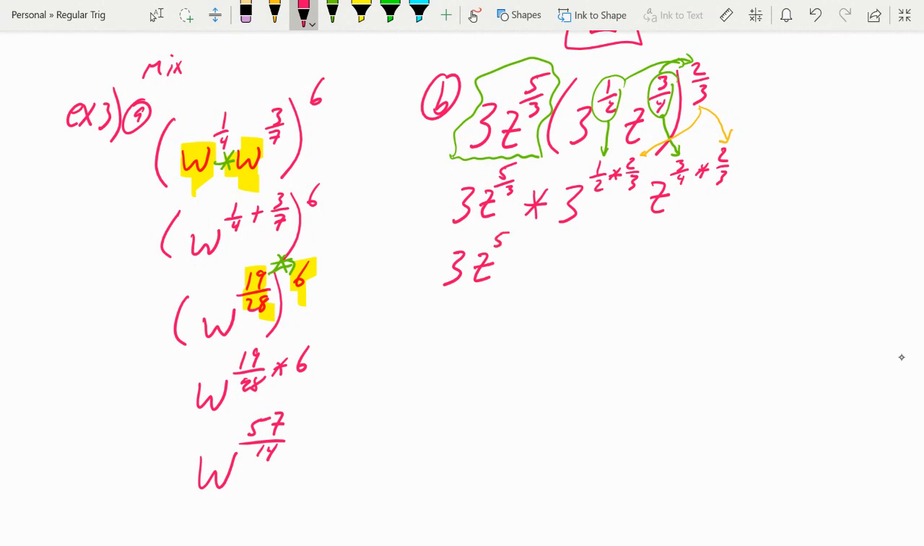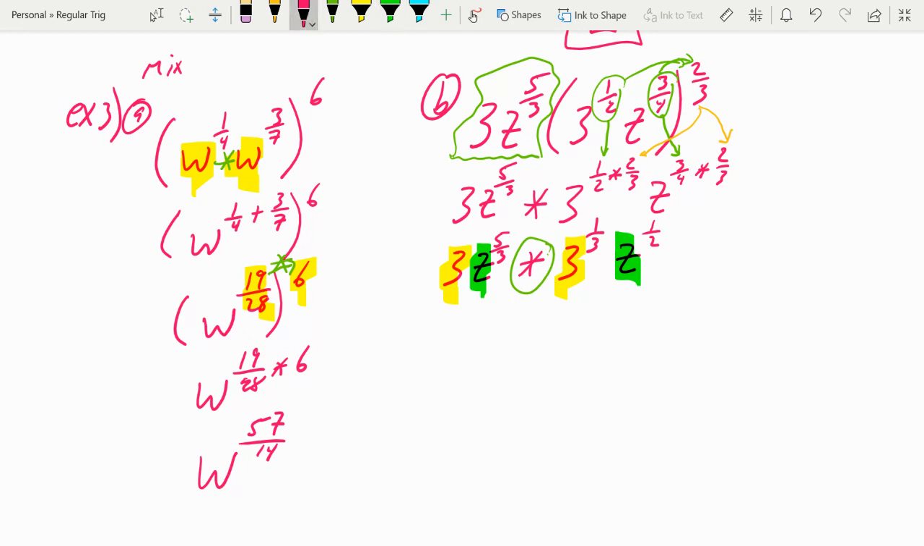So I have 3z to the 5/3 times... 1/2 times 2/3 gives me 1/3. Z to the 3/4 times 2/3 gives me 1/2. All right. Now I look at this thing. I'm multiplying. And what do I notice? I notice that I have bases that are the same.